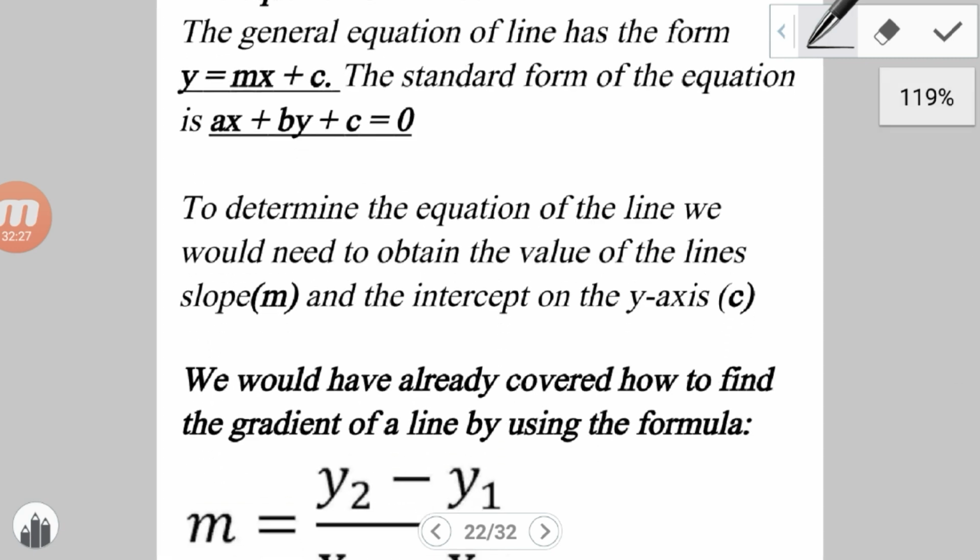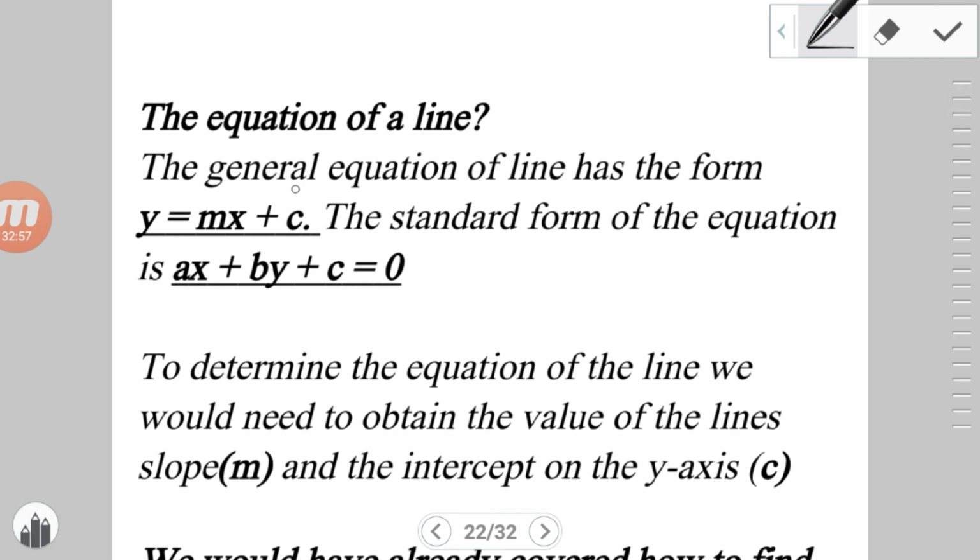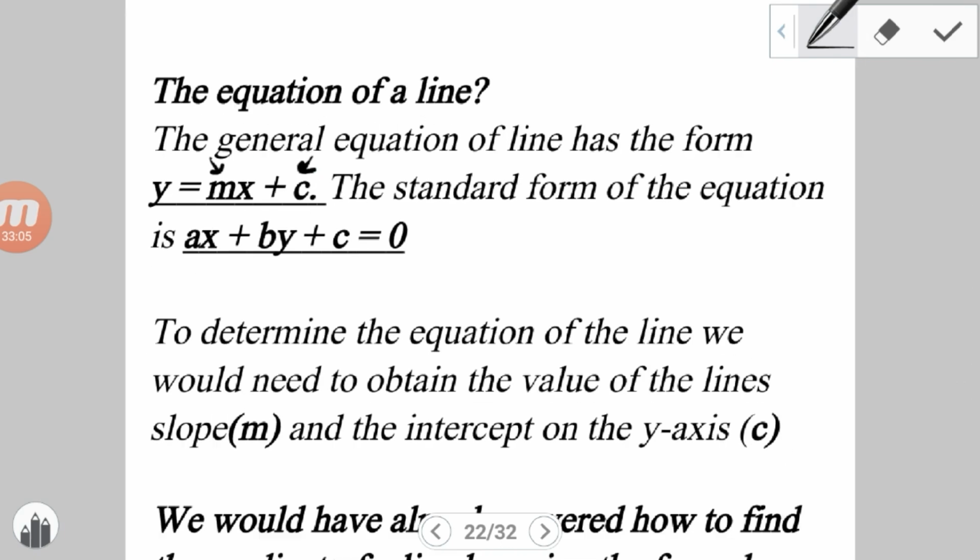All right, let's move right down to some more information here. To determine the equation of the line, we would need to obtain the values of the slope, and we're going to have to determine the value of the intercept on the y-axis. So the value of the line slope, which is m, we already know how to calculate m. I've placed a formula down here to remind you. And of course, the intercept on the y-axis, which is the c part of the equation, which is here. Okay, this here is our intercept. We need to calculate m, and we need to calculate c here.